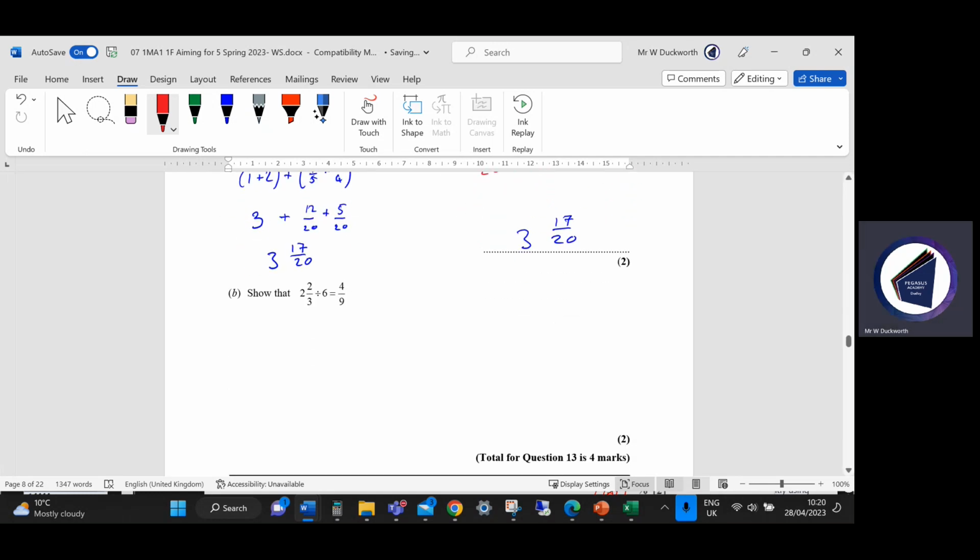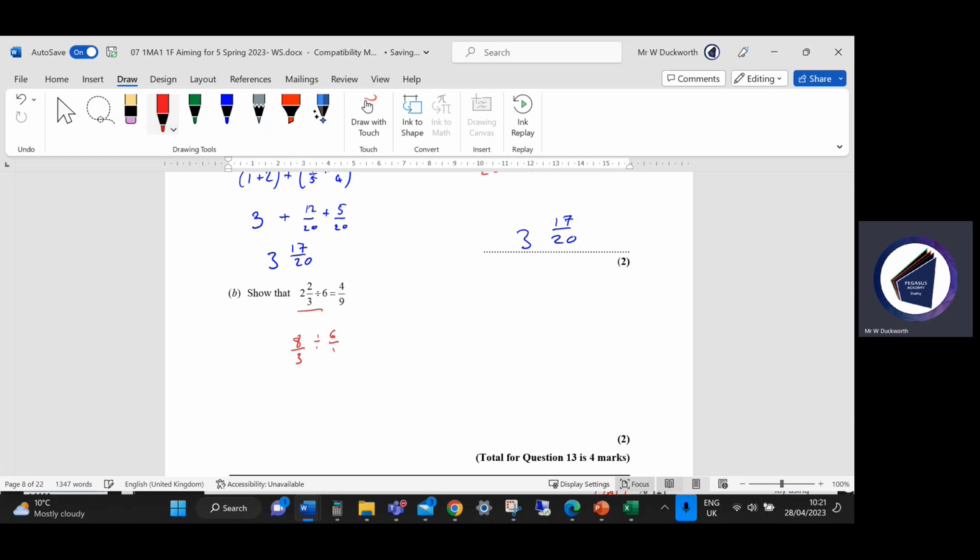Right, question 2, show that. So I'm going to start with this side and I'm going to make it equal to this, or hope that it ends up equal to this. So 2 and 2/3 as an improper fraction would be 2 times 3 is 6, plus 2 would be 8 over 3. And just for now, I'm going to write 6 as 6 over 1.